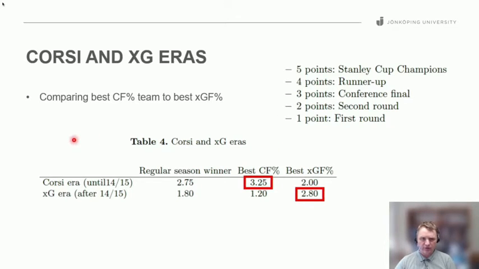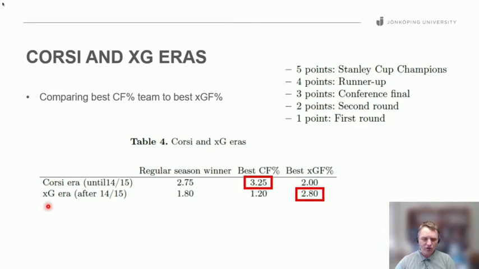And of course, this is a slightly ad hoc analysis, but still, if we do this in what we call the Corsi era, so including the season 2014-2015, we can see that the best Corsi team got 3.25 points on average, so meaning that they ended up better than the conference final on average. And this could then be compared to the regular season winner that got on average 2.75 points and the best XG team with 2 points.